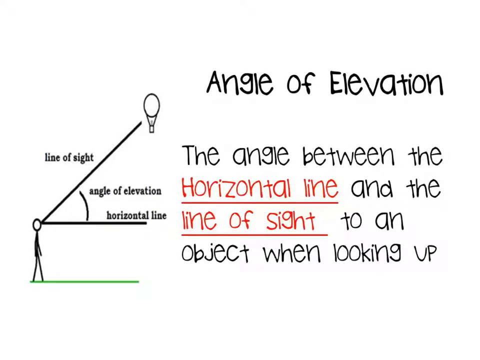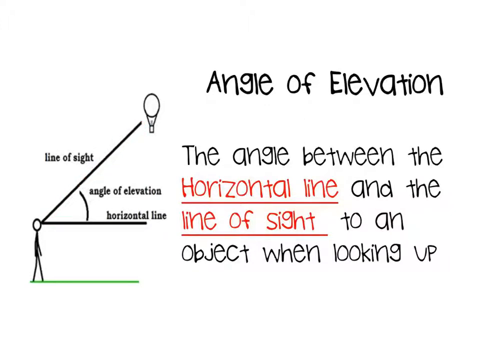First, let's take a look at the angle of elevation. The angle of elevation is the angle between the horizontal line and the line of sight to an object when you're looking up. If you look at the picture to the left here, your horizontal line is what you're looking at if you're looking straight across. Your line of sight is where you're looking if you're looking up at an object or down at an object, so from your eyes to the object. This is the line of sight.